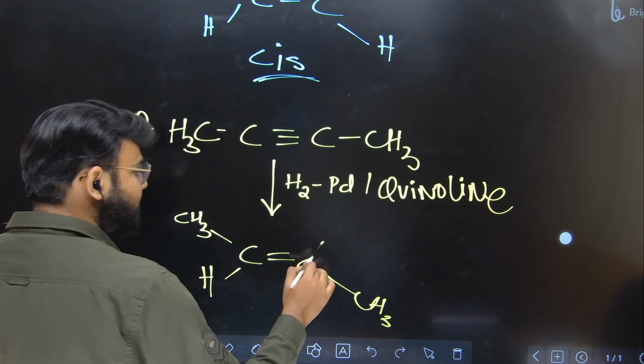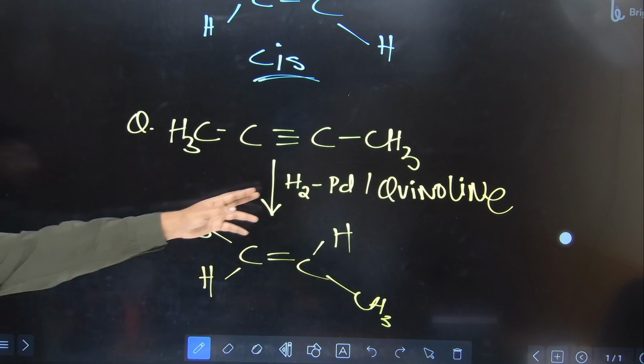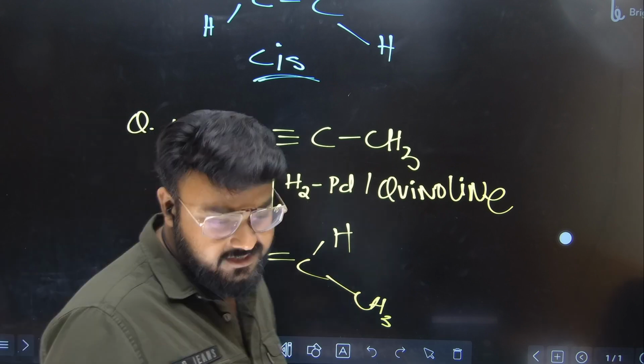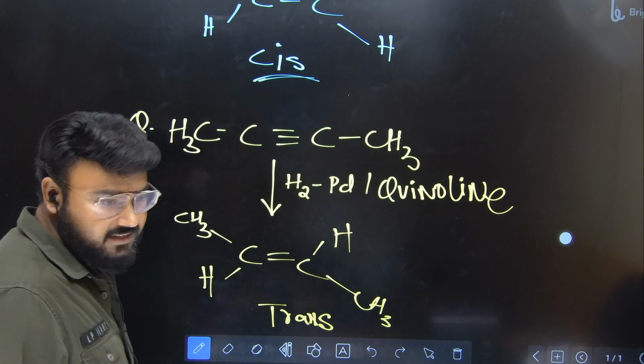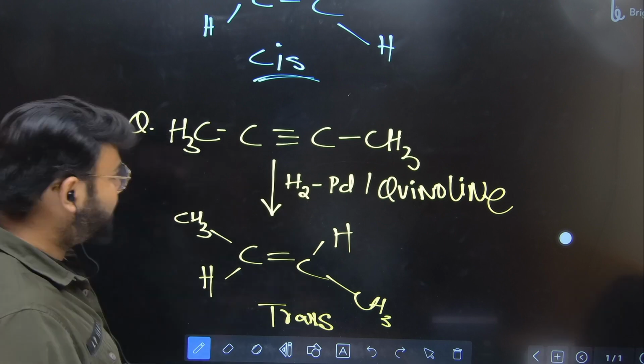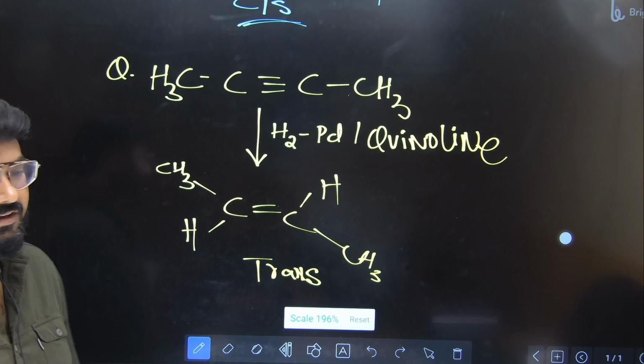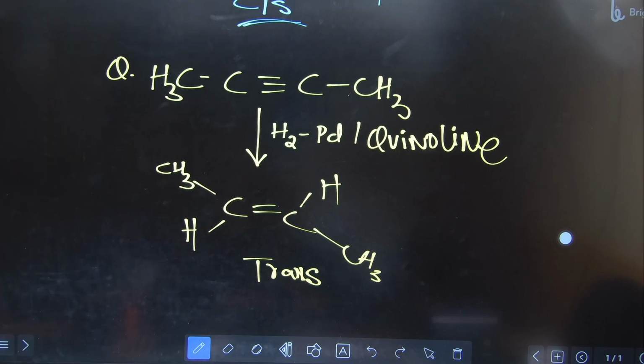That's all. Done. These two hydrogens you added. Okay, this is the trans alkene. Trans. So remember, be ready. This kind of question will come in the exam. Okay, write it down. Now we'll do the next question.